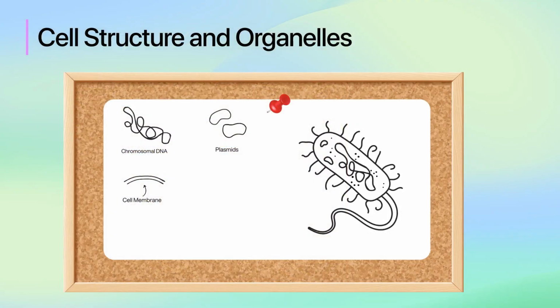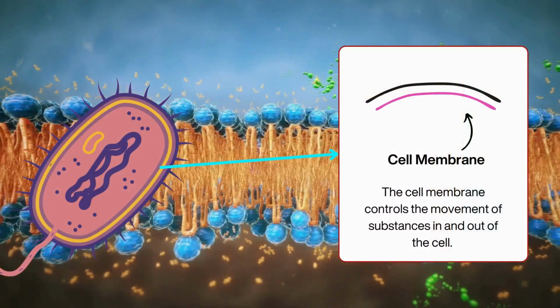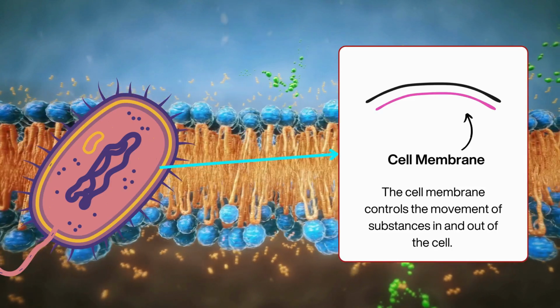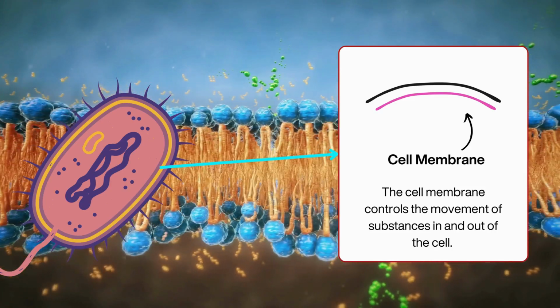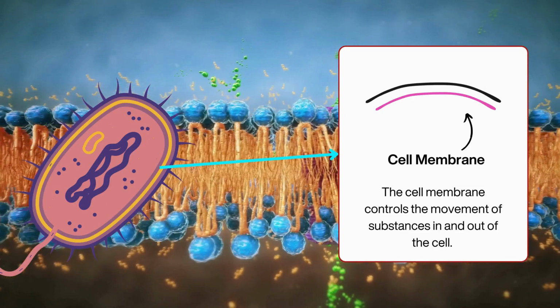Next, let's learn about the cell membrane in a bacteria cell. The cell membrane surrounds the bacterial cell, maintaining its integrity. It is selectively permeable, meaning it controls which substances can enter and leave the cell. This control is crucial for maintaining the cell's internal environment.